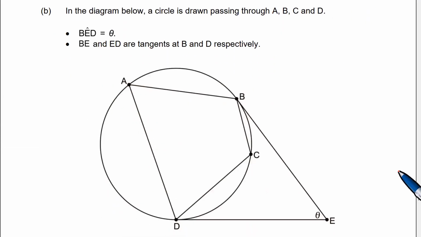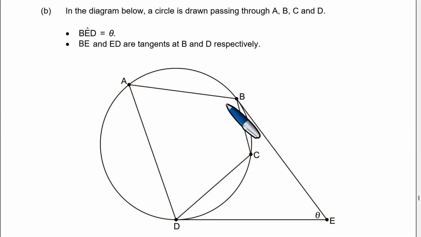There is an easy question for us to enjoy ourselves. In the diagram below, a circle is drawn passing through A, B, C, D. Right, so we have a cyclic quad. This one is a cyclic quad. Okay, so it is a four-vertex shape whose vertices happen to lie on the circumference of the circle. So what do we do?